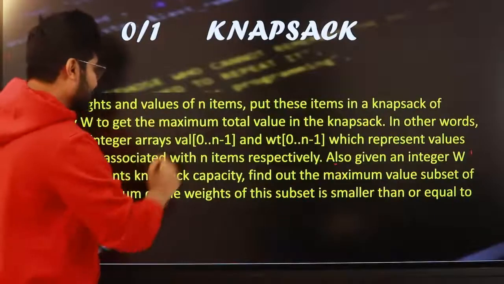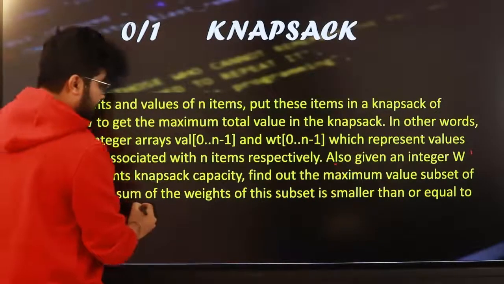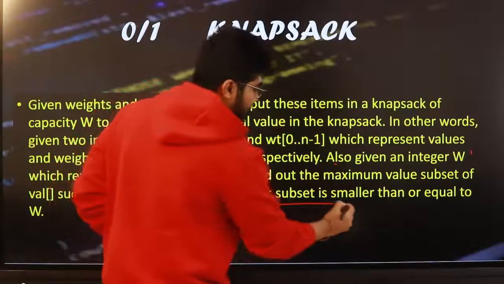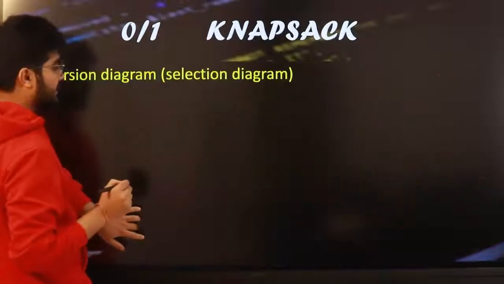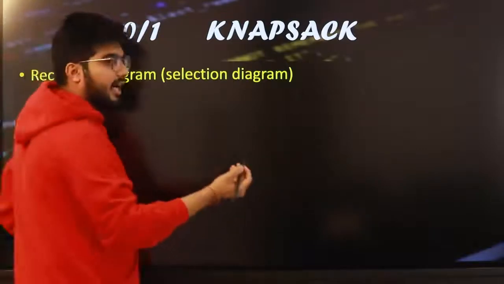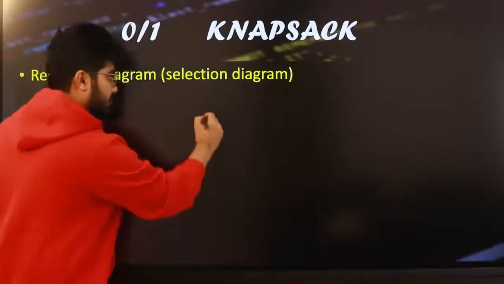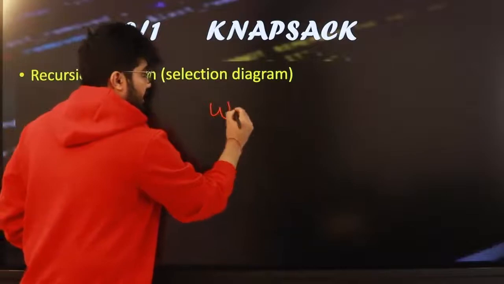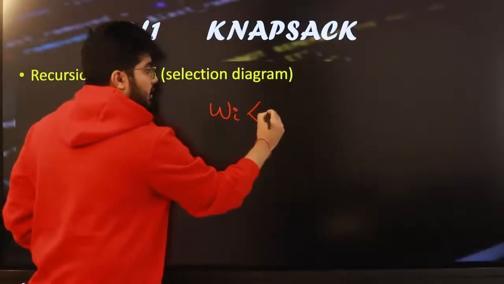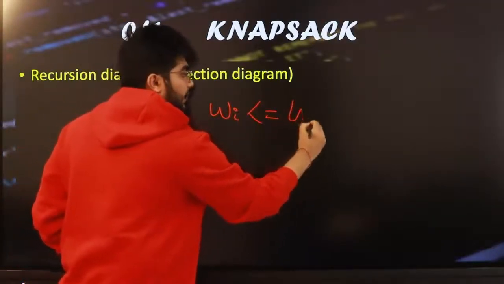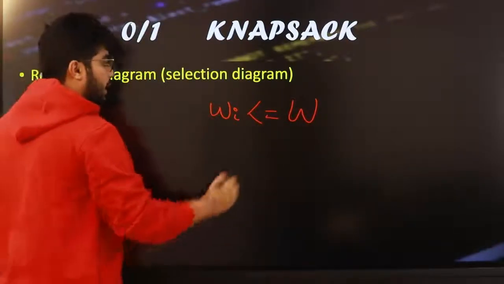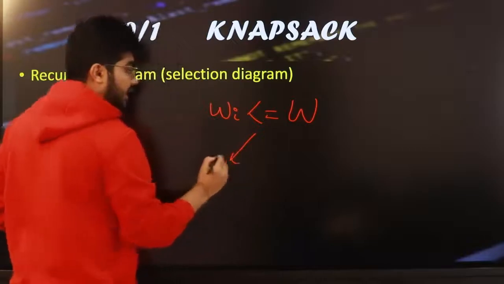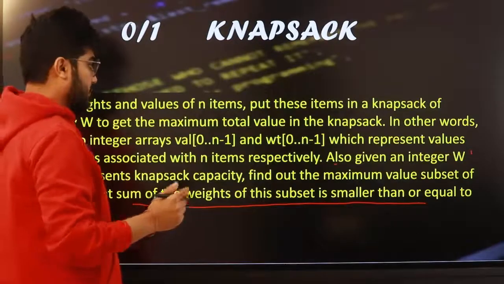Let's see. So the very first thing is that the sum of the weights of this subset is smaller than or equal to W. So what does this denote? Suppose we have an item Wi. It says it should be smaller than or equal to the capacity of your knapsack bag. As simple as that.